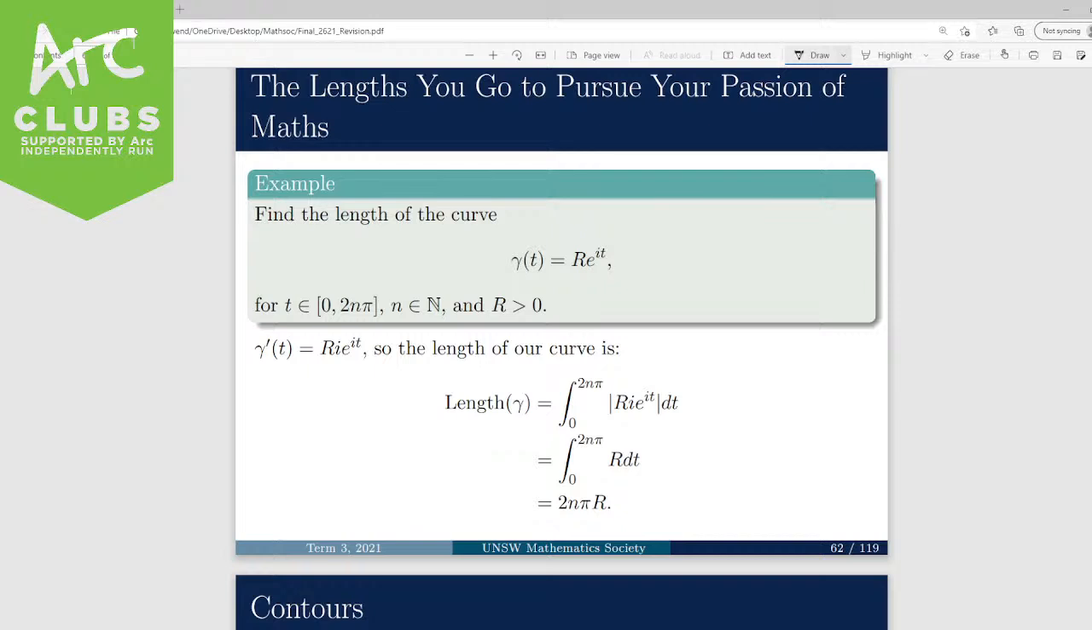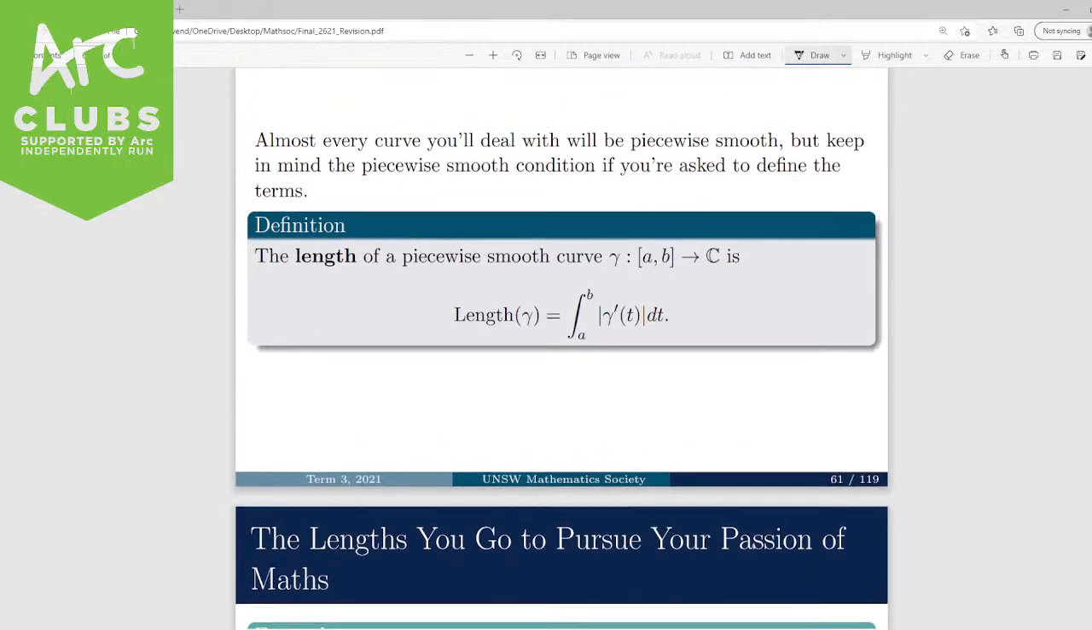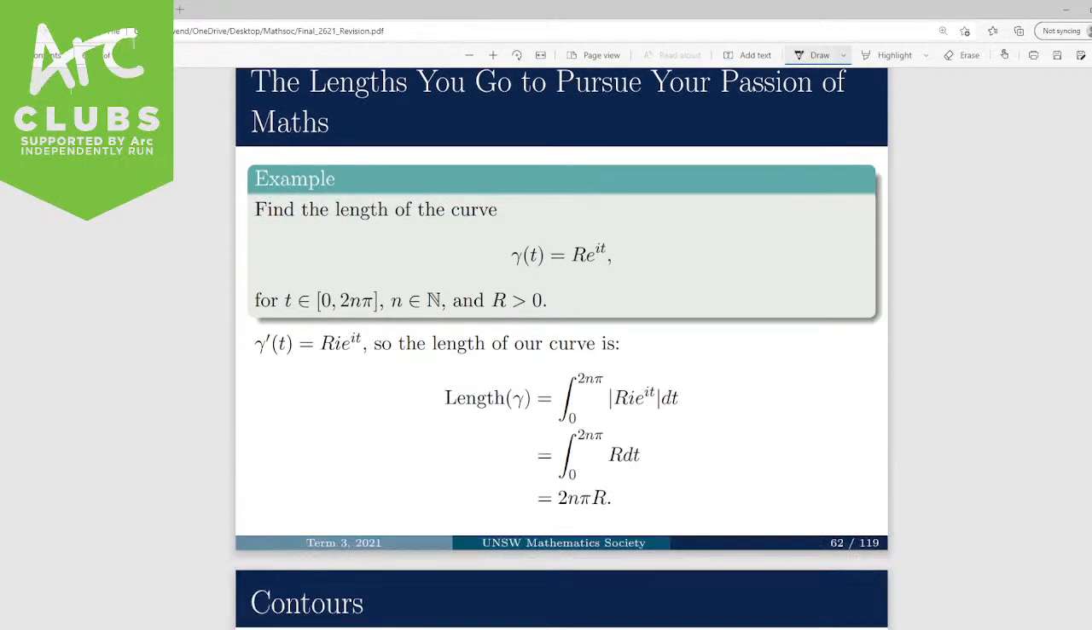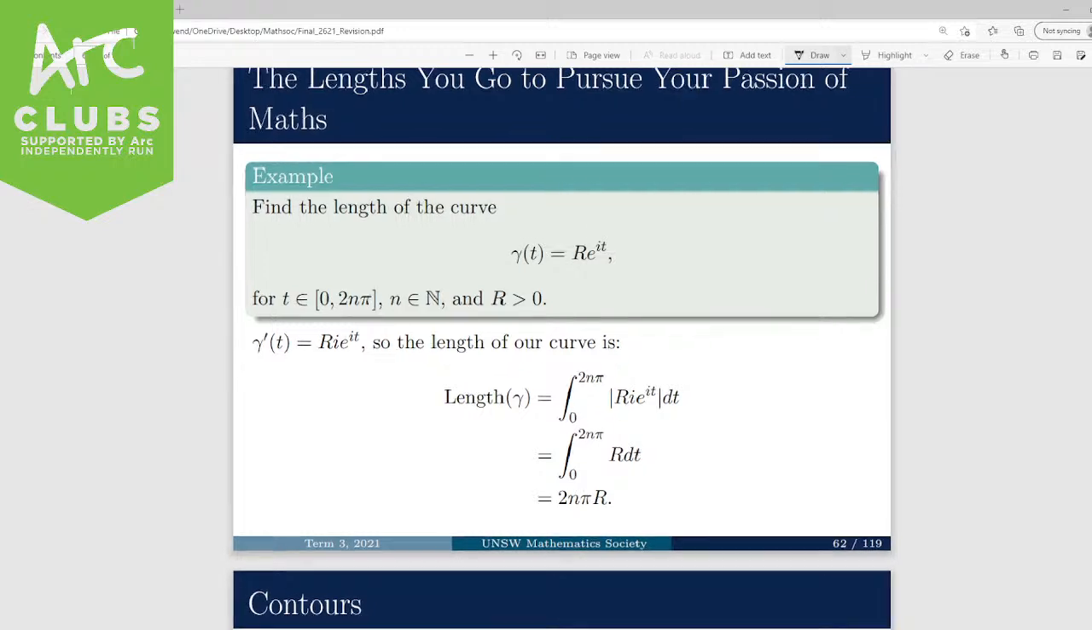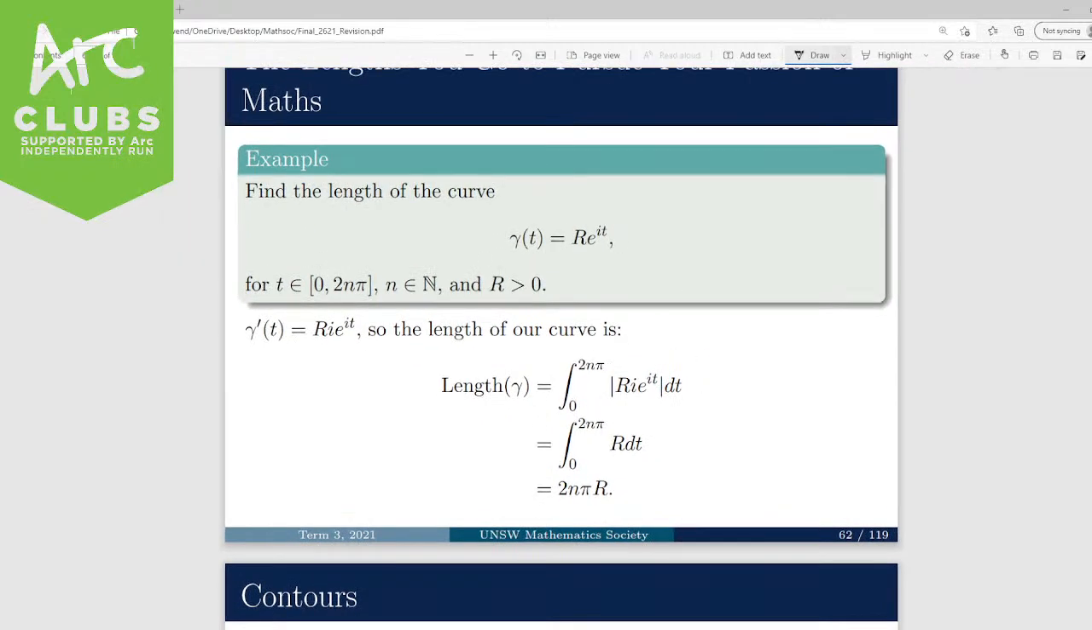So the length of our curve, according to that wonderful formula up there, you would simply be integrating over those t values, so from 0 to 2m pi. Then you take the modulus of its derivative, which you've already worked out. Now the modulus of r i e to the power of it is simply r, because remember, modulus of i is 1, modulus of e to the power of it is just 1. r is just a nice little constant there. So there's its modulus. And if you're integrating just that constant, that would become r.